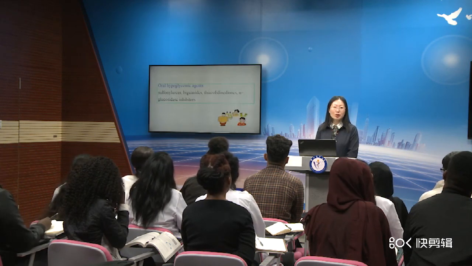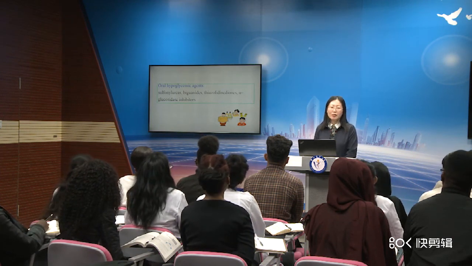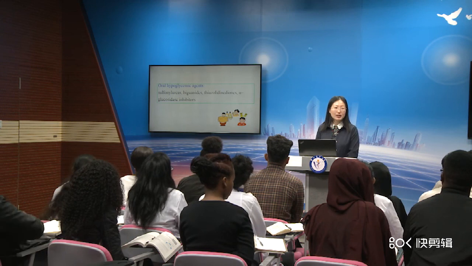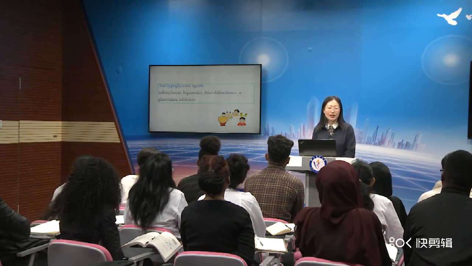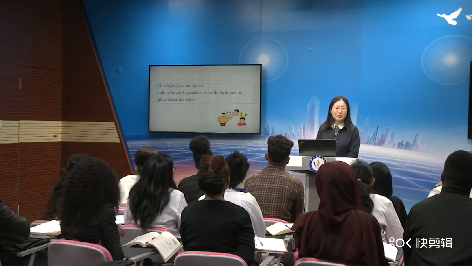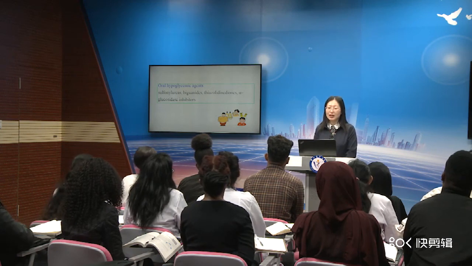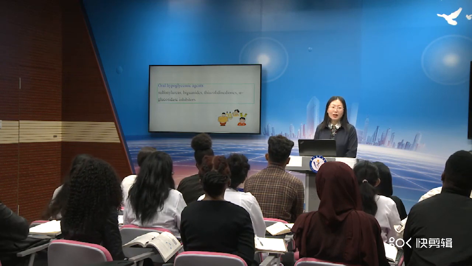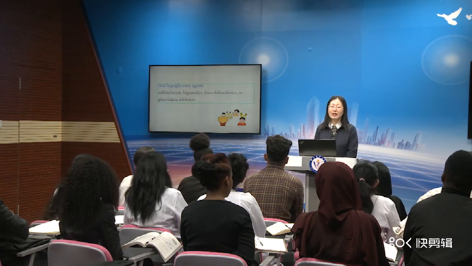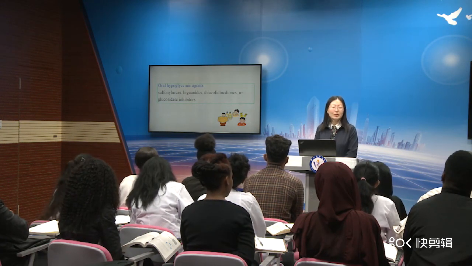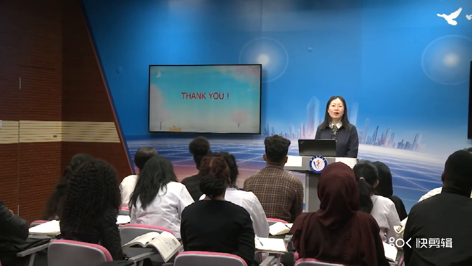Just now we also studied oral hypoglycemic agents. For example, sulfonylureas promote beta cells to release insulin. Biguanides, the drug is metformin, especially for obesity patients. And thiazolidinediones, especially for insulin resistance patients. And the last one, alpha-glucosidase inhibitor. Okay, thank you for your attention.